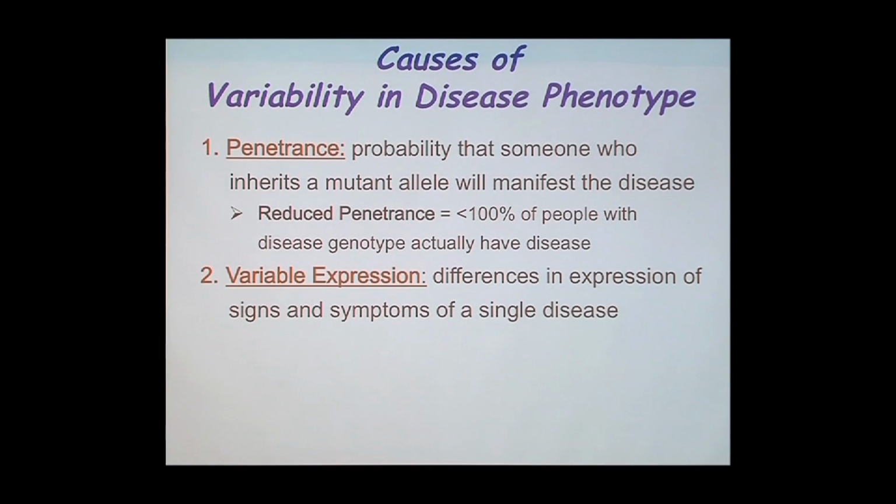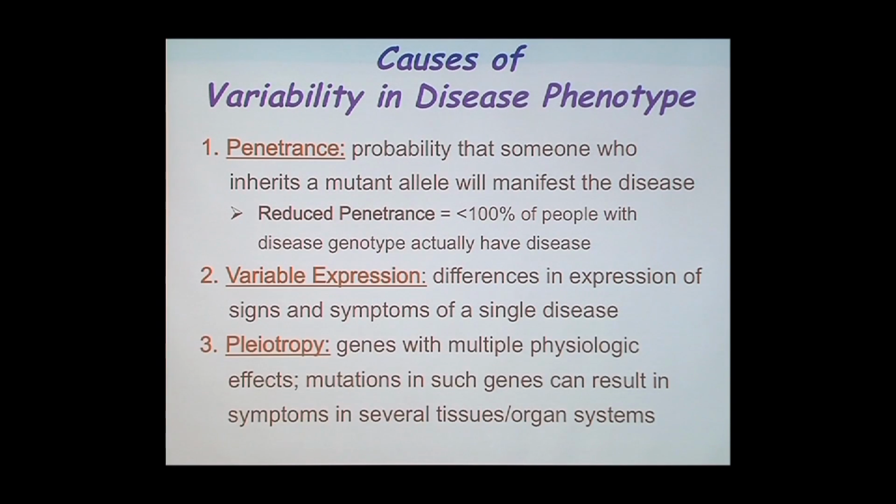Another concept is called variable expression or variable expressivity, and this is more the fine-tuning of the disease. If you have the disease, how severe is it? What specific symptoms do you have? That's the variable expression of the disease. So penetrance is like the on-off. You have the disease or you don't. And variable expression is, you have the disease, how severe is it?